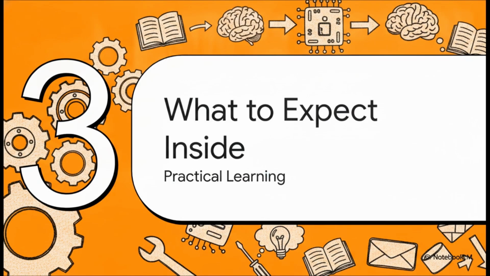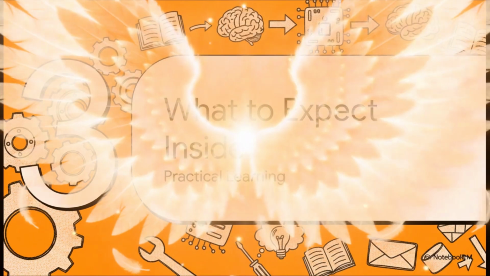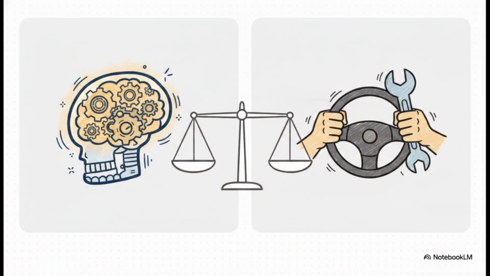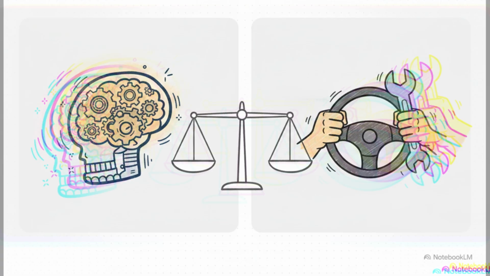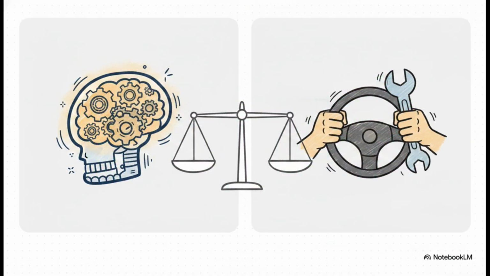Next up is section 3, what to expect inside practical learning. The course is really built to balance 2 main pillars. On one side, you have how AI works, and on the other, how to work with it effectively and responsibly. So you're not just getting some dry computer science lecture, right? But you're also not getting a random list of disconnected tips. The fundamentals actually inform the practice. It's like understanding the mechanics of the engine just naturally makes you a way better driver.